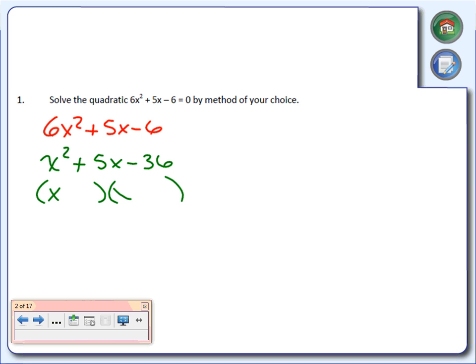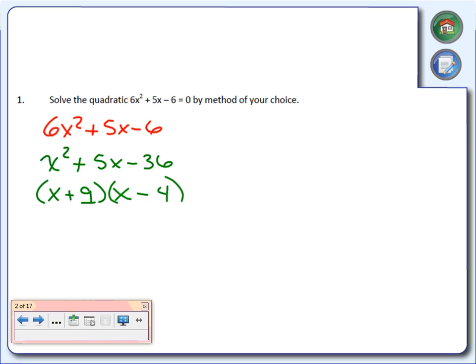We know x times x is x squared. The question is, what two numbers can I multiply together to get negative 36, but would also add up to a positive 5? Anybody find those two numbers? 9 and negative 4. Let's try it out. When you multiply them, they do give us a negative 36, and when we add them together, we also get a positive 5.